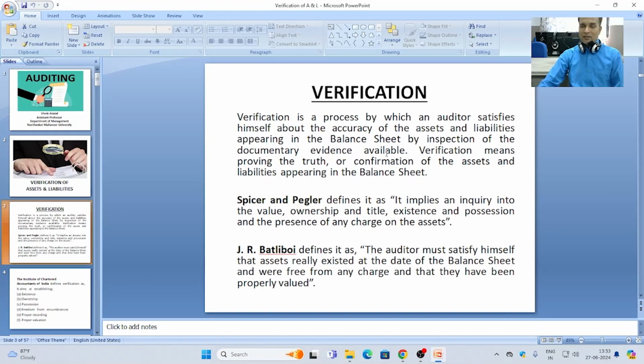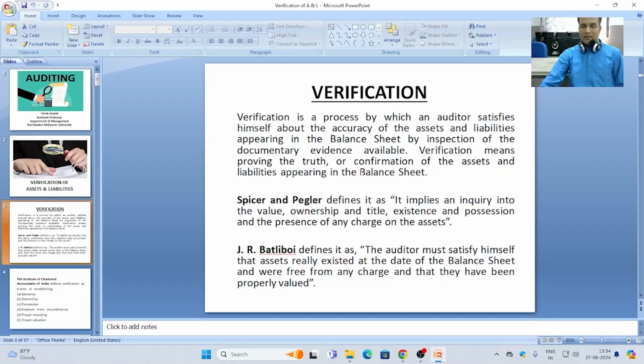So let me discuss the meaning of verification. Verification is a process by which an auditor satisfies himself about the accuracy, genuineness and reliability of the assets and liabilities appearing in the balance sheet. We have to go with an inspection technique with the availability of documentary evidence regarding the assets and liabilities. So here verification means proving or confirming the truth regarding the assets and liabilities of the balance sheet of the business concerned by an auditor in his audit work.